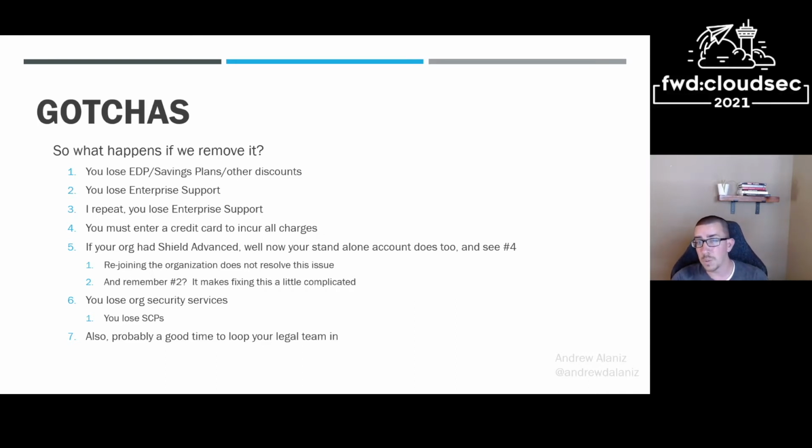It's probably also a good time to loop in your legal team, because I assume that all of your EDPs and other master service agreements with AWS have gone through legal review. But by having a standalone account, you essentially have a click-through agreement. And I found that a lot of legal teams aren't a huge fan of click-through agreements. So again, just something to think about.